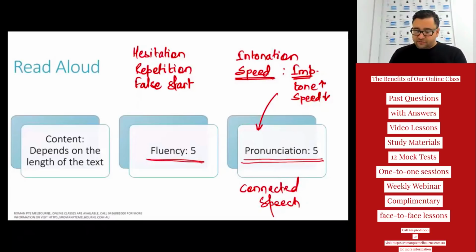So the content for read aloud, how do they measure the content? Or how much score do you get for the content? If you have already noticed, I have not written the score you get for the content. The reason for that is the score for the content depends on the length of the text, which means if you are reading a long text, you get more points. If you're reading a short text, you get fewer points. But remember, whether the word is long or short, it does not have any impact on your score for the content. That means a short word will get the same score as a long word.